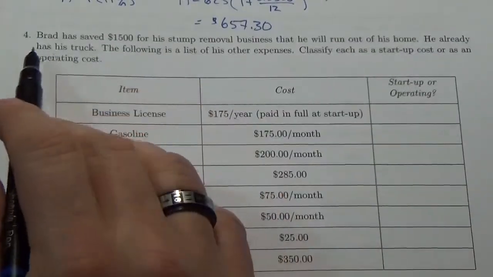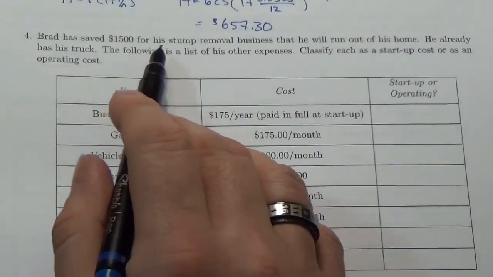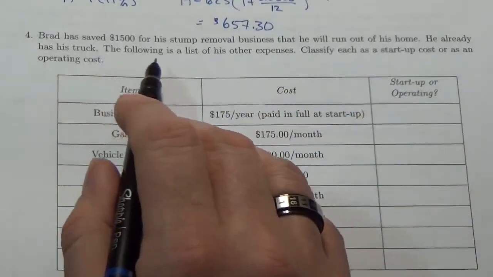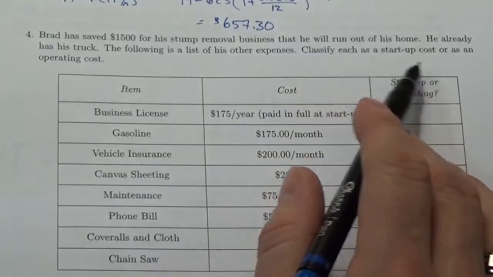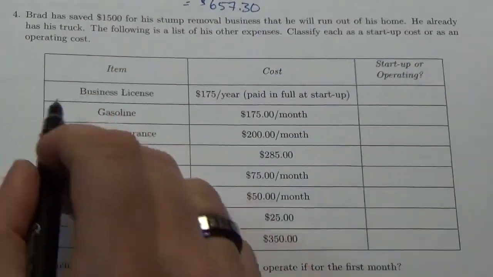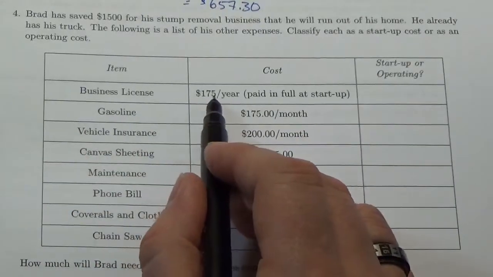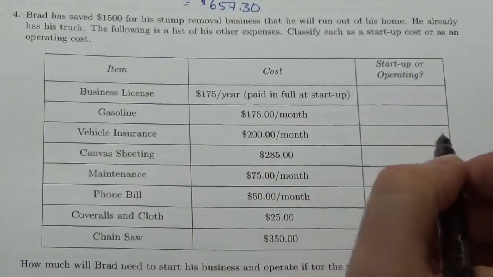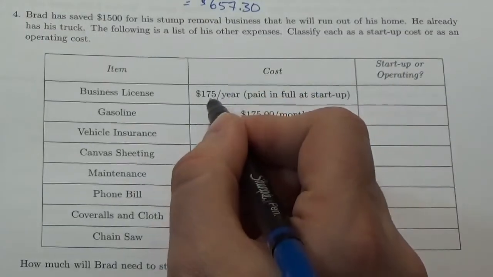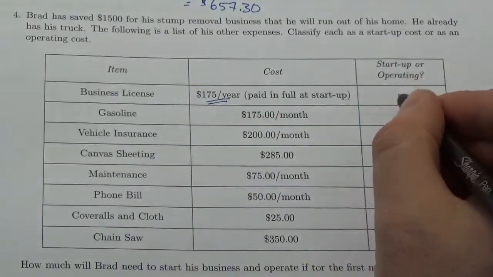Okay, this next question here says, Brad has saved $1,500 for his stump removal business that he will run out of his home. He already has his truck. The following is a list of his other expenses. Classify each as startup or as operating. Okay, so look at this. Business license, $175 per year, paid in full at startup. Okay, now don't get thrown off by this paid in full at startup. As soon as it says per year, that's operating.